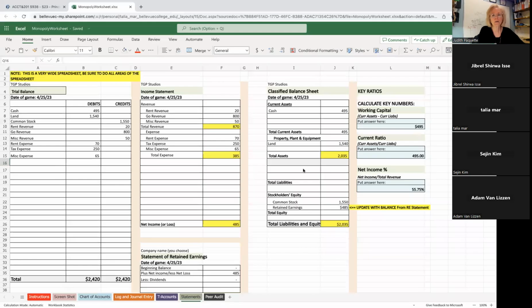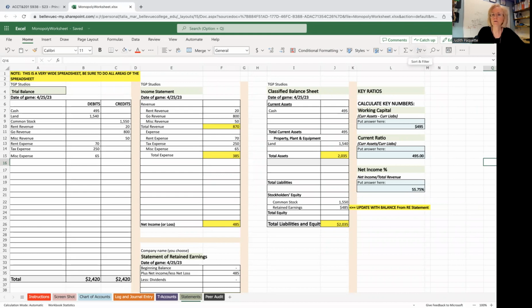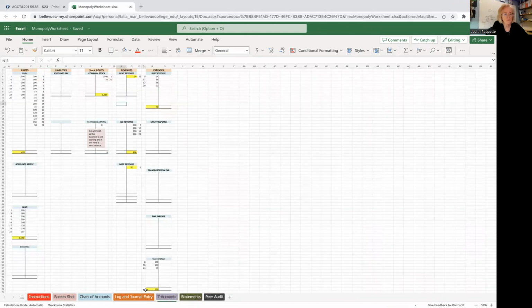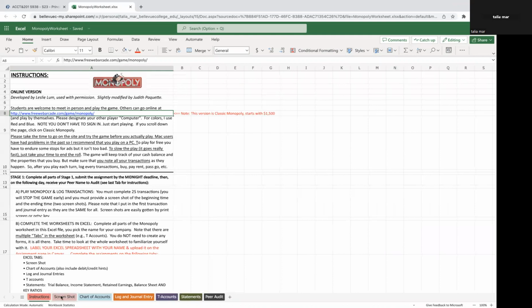Okay, we are looking at one of your classmates' monopolies, and she has a few questions. So, go to the beginning for me. Go to Instructions. Go to chart of accounts.